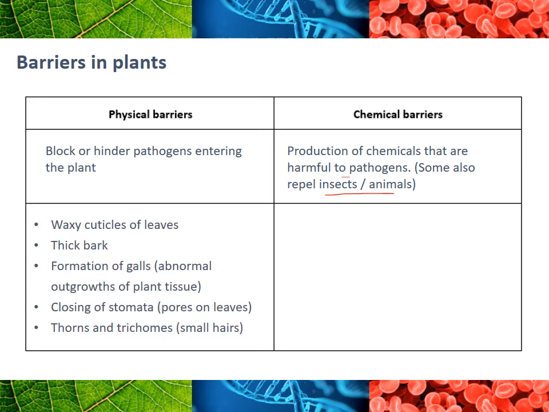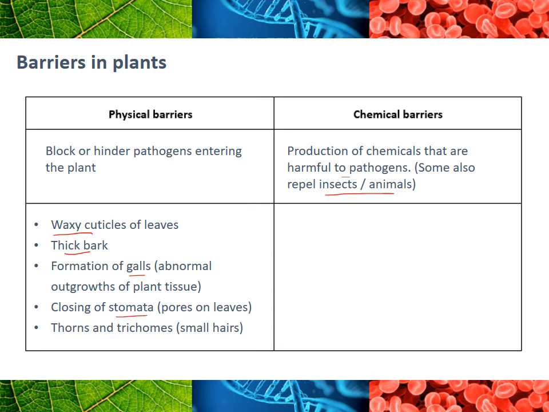So physical things, things like the waxy part on leaves, so it stops things entering, having a thick protective bark, formation of galls, which is basically abnormal outgrowths of plant tissue. And if you've ever seen trees or leaves that have these kind of knobbly bits on them, they are galls.